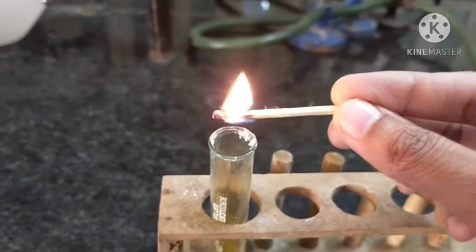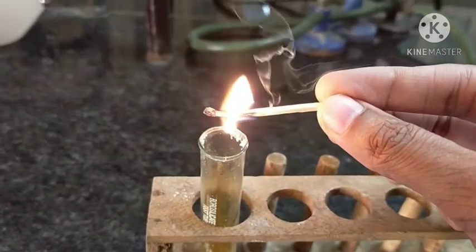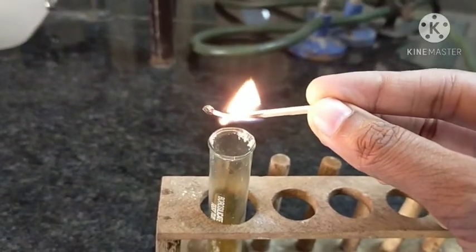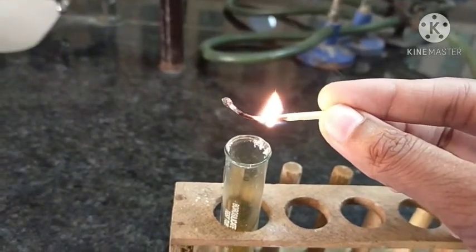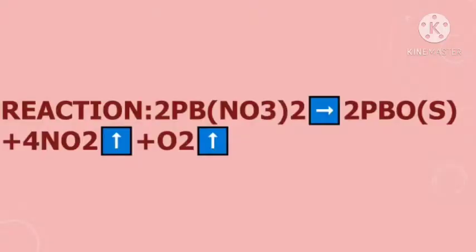Hold a glowing splinter near the mouth of the test tube. We observe that the glowing splinter is still glowing. In this particular reaction, there is only one reactant, that is lead nitrate. When lead nitrate is heated, we get three products: lead oxide, and two gases, one is nitrogen dioxide gas and the second one is oxygen gas. So here we can say that when two or more simpler substances are formed from a single compound, the reaction is called a decomposition reaction.